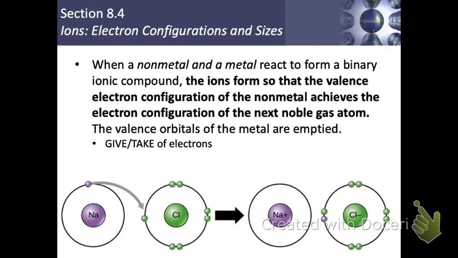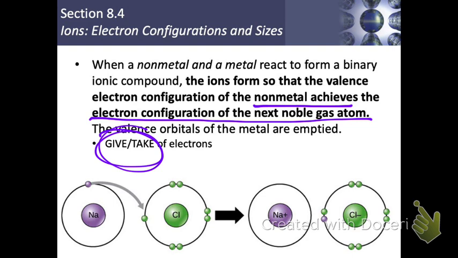This is now a little review with ionic bonding. When a nonmetal and a metal react to form a compound, the ions form so that the valence electron configuration of the nonmetal achieves the electron configuration of the next noble gas. So that's a lot of words to say the nonmetal accepts enough electrons to have a full shell. Right? That's essentially what that's saying. The nonmetal achieves the electron configuration of the next noble gas. Okay, it's really important that we remember that in ionic compounds we have a give and take of electrons.